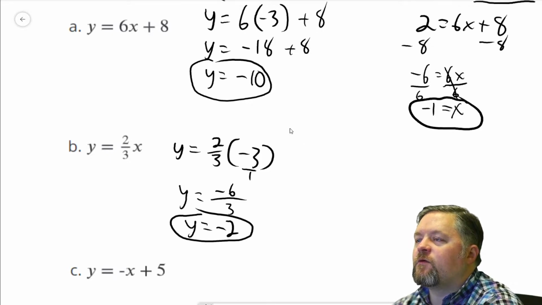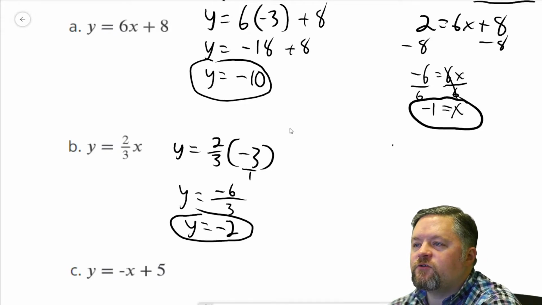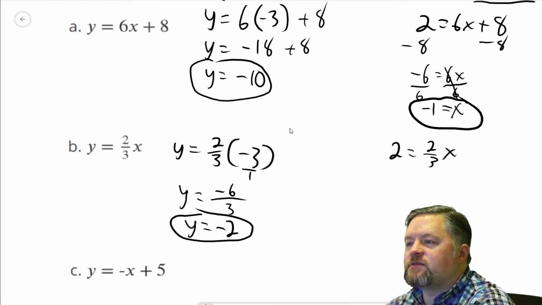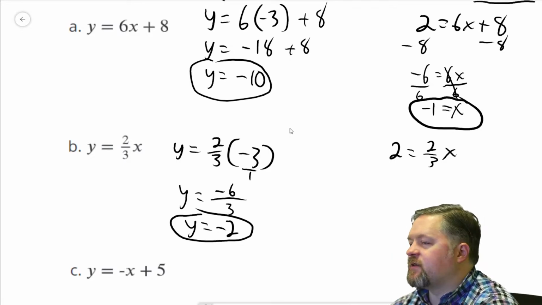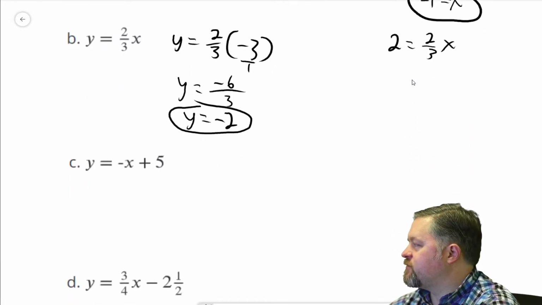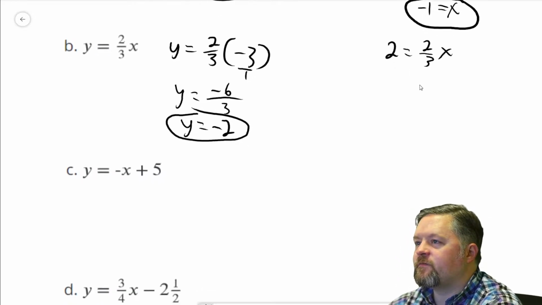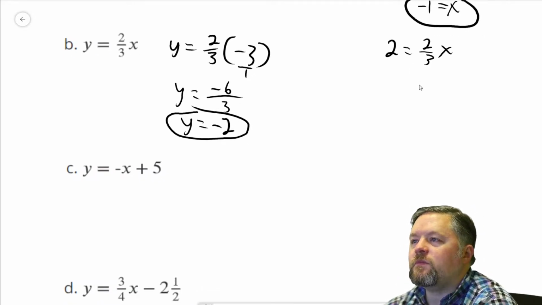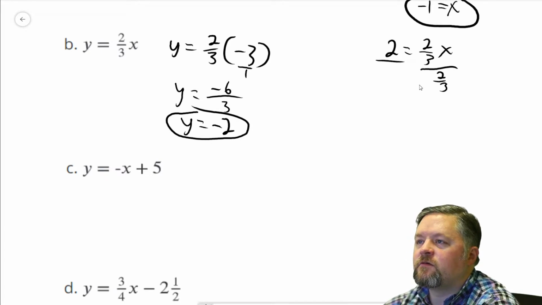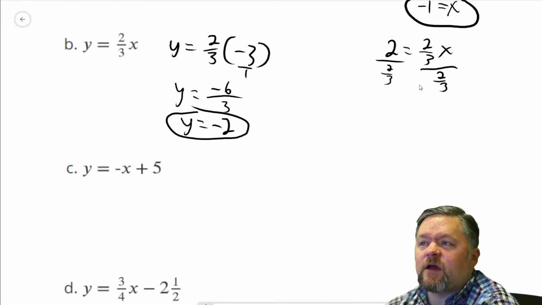Okay, now we want to know when y equals 2. So 2 equals 2/3 x. Now, getting the x by itself, let me move that up so my head doesn't get in the way. 2/3 times x. To undo multiplying, we divide. So now we have to do 2 divided by 2/3.